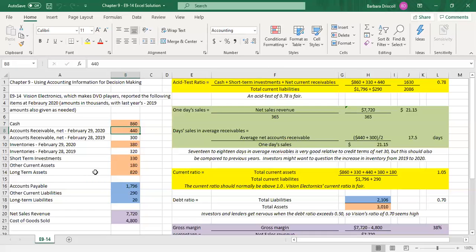If we were an investor, we would want to see the comparative ratio from 2019 to 2020 to form a true conclusion. The current ratio is our total current assets divided by our total current liabilities. In this example, we are using total current assets of cash, accounts receivable, inventory, short-term investments, and other current assets, and current liabilities of accounts payable and other current liabilities. This gives us, in this example, a result of 1.05. We normally want this ratio to be above 1.0.